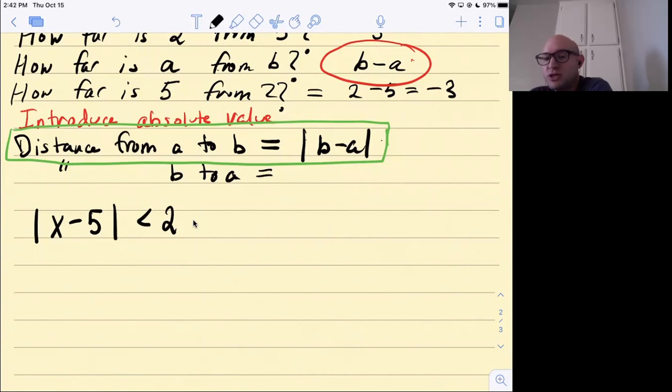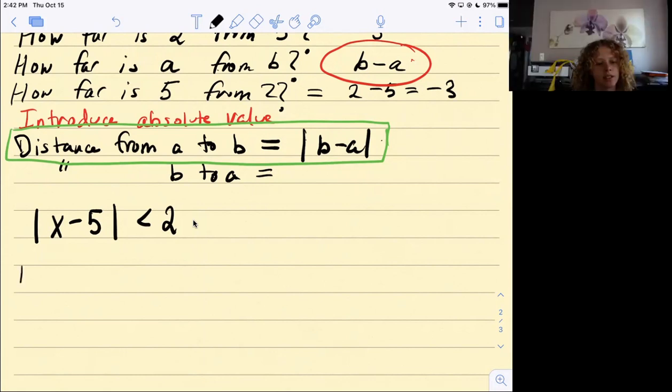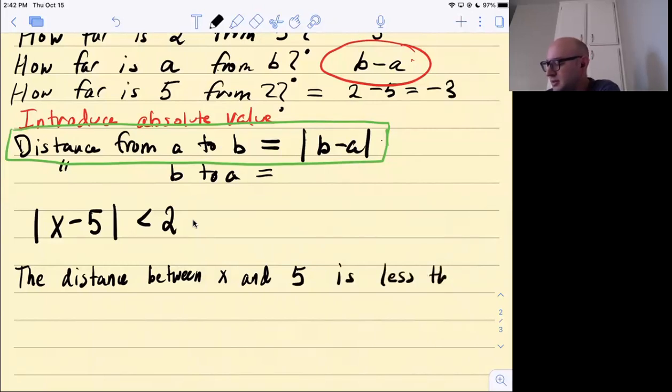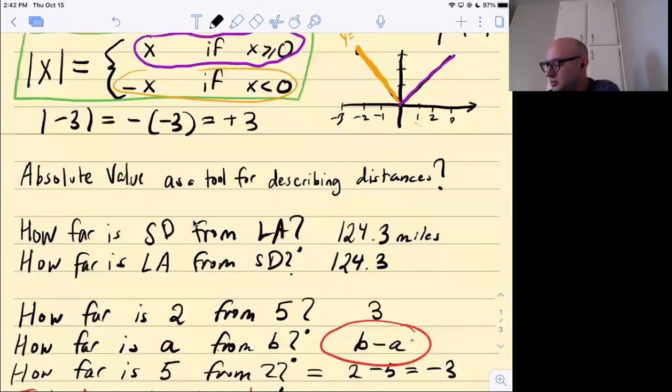Nice. Lily, do you want to share what you wrote? I just said the distance between x and 5 is less than 2. Perfect. So the distance between x and 5, and that's the same as the distance from 5 to x or x to 5, either way. I like this. The distance between x and 5 is less than 2.